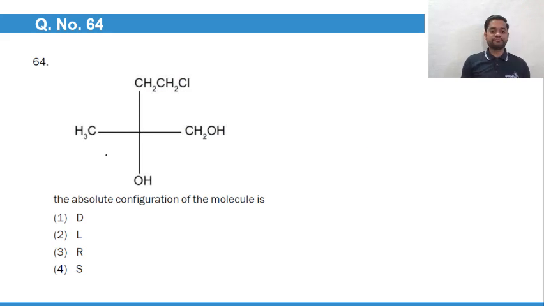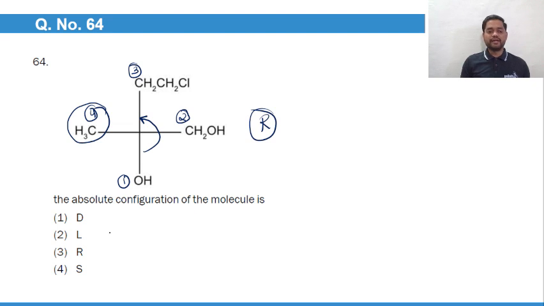Okay. Next. The absolute configuration of the molecule. According to the CIP rule, this is 1, this is 2, this is 3, this is 4. If we say it rotates anti-clockwise, but since the fourth priority is on the vertical, we have to change the configuration. So it looked like S, but it is actually R because we have to invert it. Hence option number 3 will be the right answer.